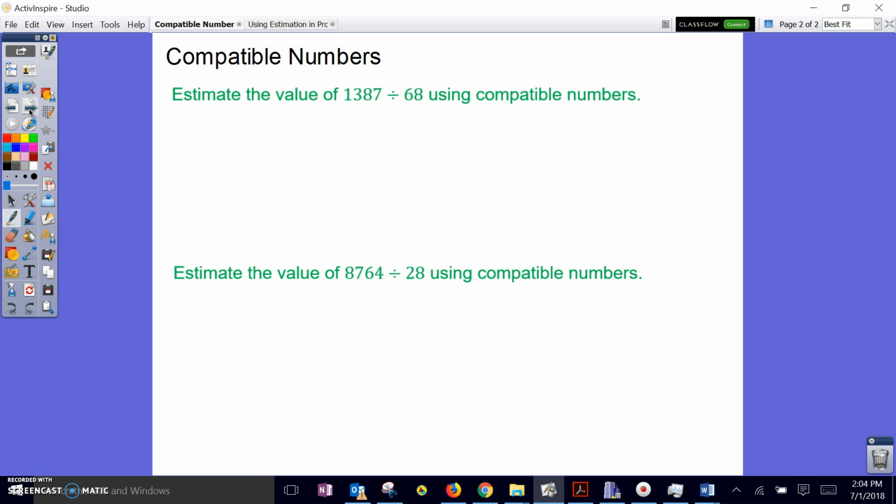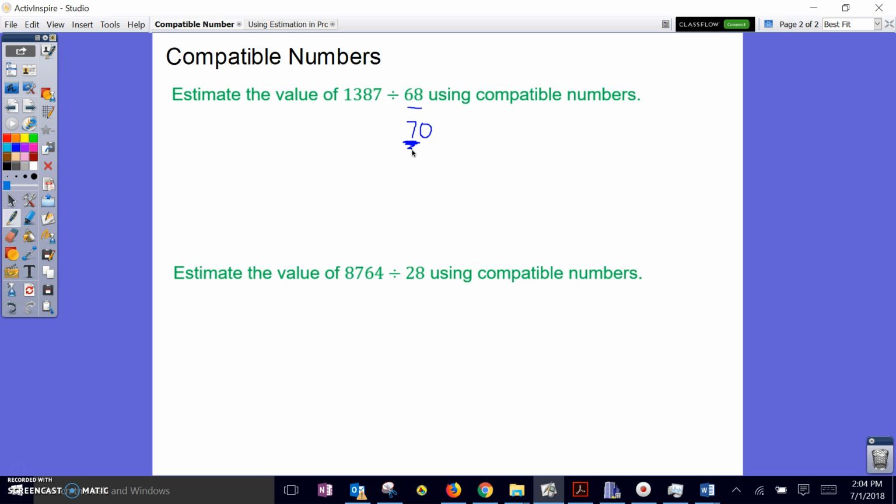We want to estimate the value of 1,387 divided by 68 using compatible numbers. And so I look at these numbers and I think, okay, 68, that's pretty close to 70. Now, anytime we have a 0 tacked on the end, those are easy to work with. So we're really looking to set it up so that we've got a number that is compatible with 7. Something that easily divides by 7. 7, 14, 21, 28, etc.